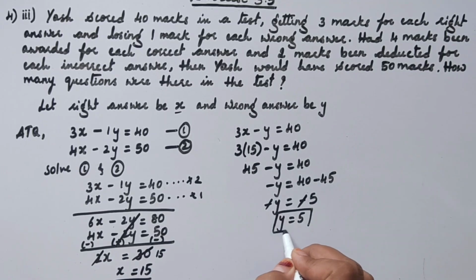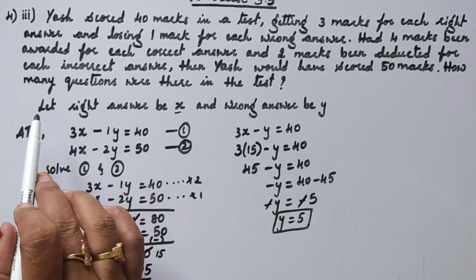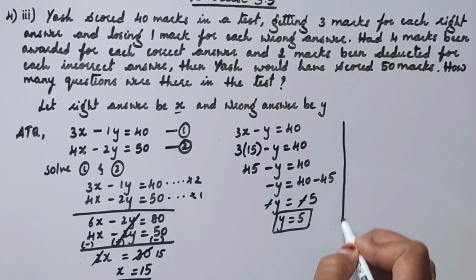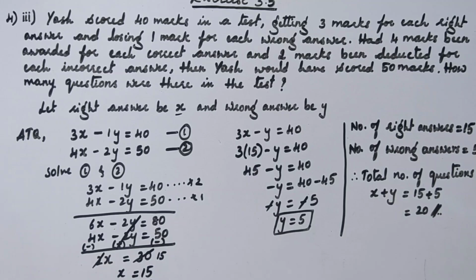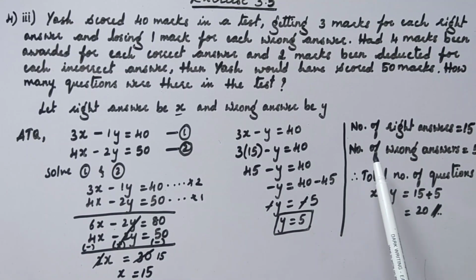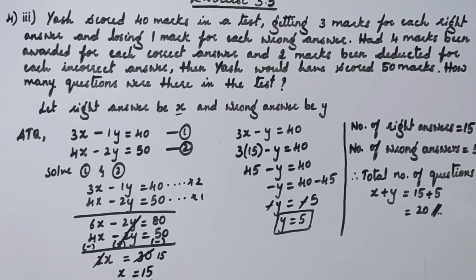I hope this is clear to you, students, right? I got the correct answers as 15 and wrong answers as 5. Okay students, now here they're asking how many questions were there in all. See, I have written here the number of right answers was 15 and the number of wrong answers was 5. Now the total number of questions is x plus y. If you add, you get 20. So total questions were 20, students. I hope this is clear to you all.